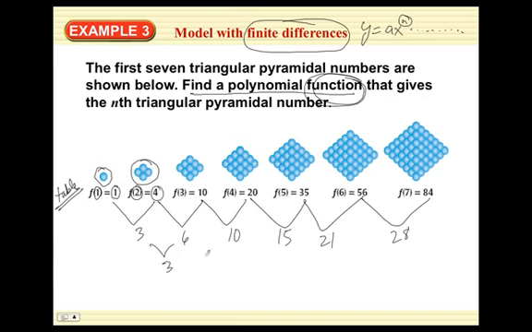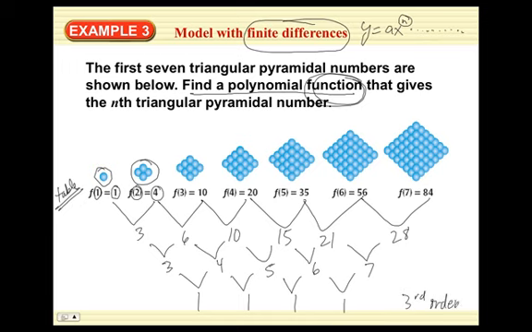6 minus 3, there's 3. 10 minus 6, 4. There's 5. You can see a pattern. 21 minus 15, there's 6. 28 minus 21, there's 7. The second order differences are here. Still not the same. 4 minus 3 is 1. 1, 1, 1. The third order differences are constant, which means it is the third degree.